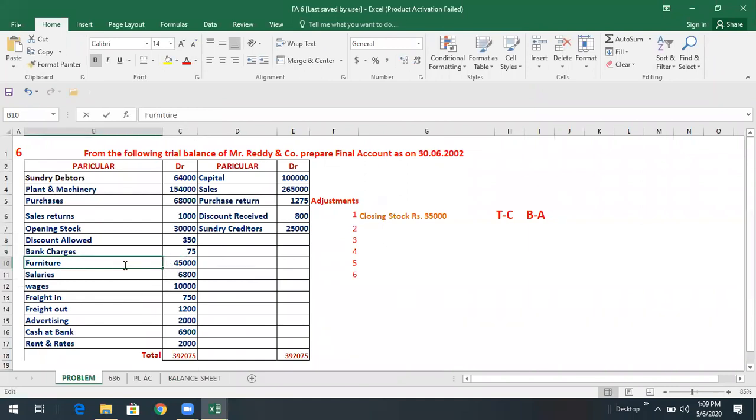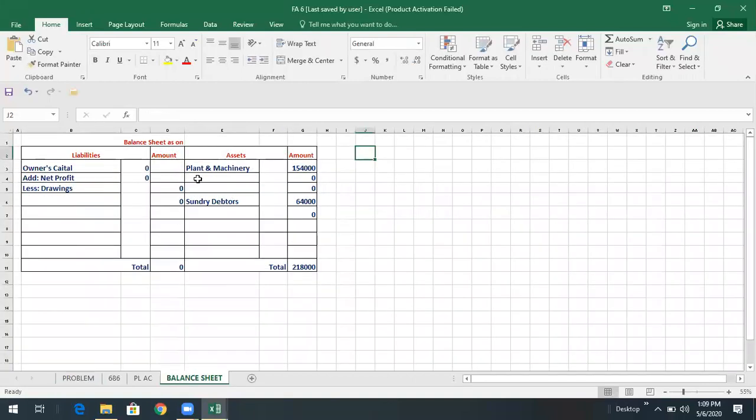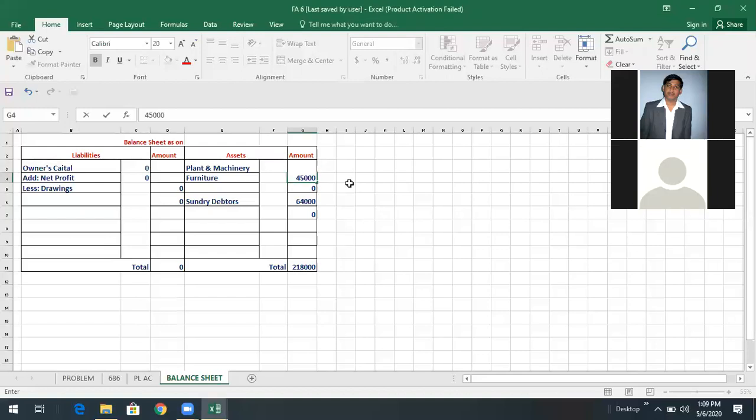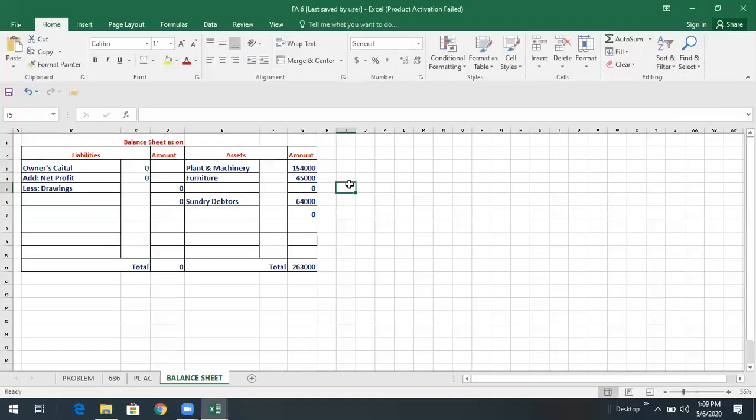The next one, furniture, 45,000 rupees. What is furniture? The furniture is an asset. So balance sheet, asset side, furniture. What is the value of furniture? 1 lakh, sorry, 45,000 rupees. I am entering here 45,000 rupees. Your furniture value is 45,000 rupees.